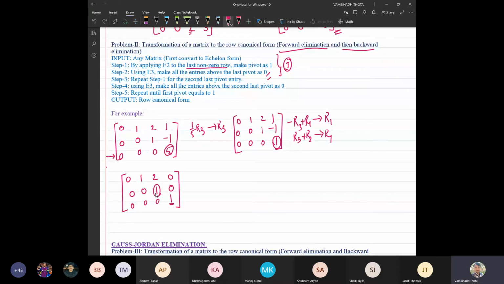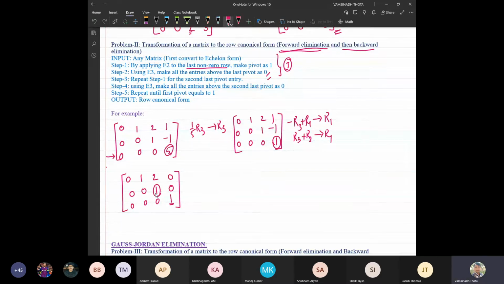Because of the echelon form, the entries below the pivot elements are already 0. So this is what we call forward elimination, and forward elimination is already done. Now we only have to do the backward elimination. Backward elimination means going from the last row to the top, in one direction only. No need to jump from top to bottom.